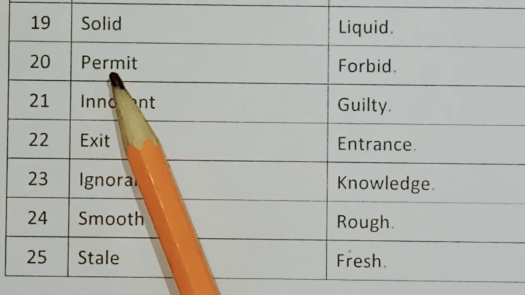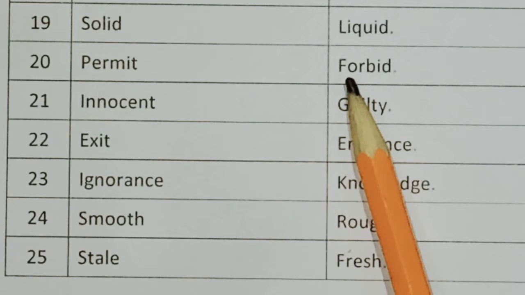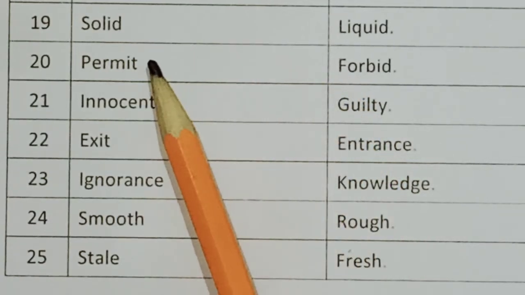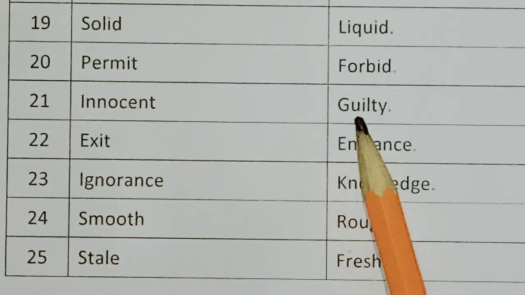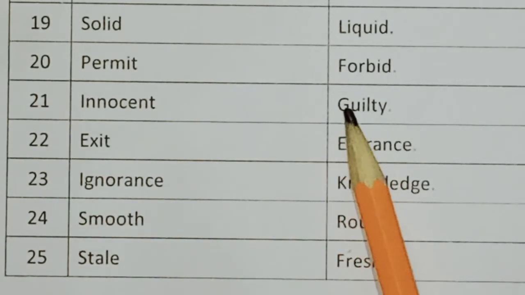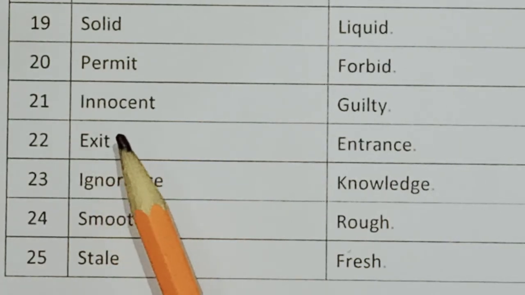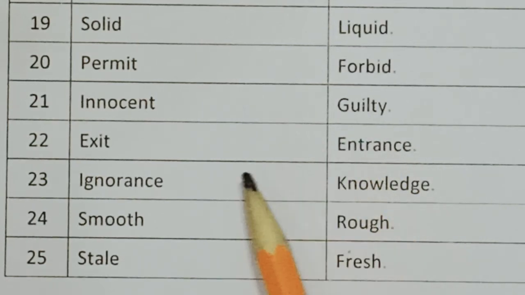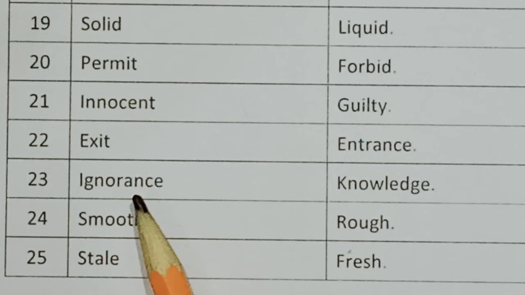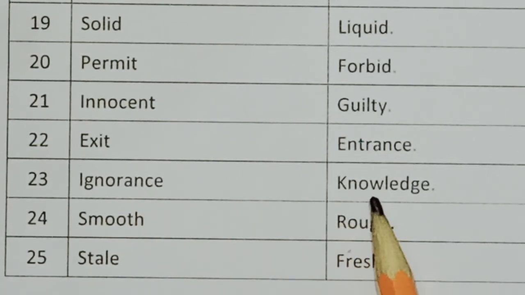The next word is permit, means ijazat dena, and the opposite of this word is forbid. Forbid means mana karna. Then we have innocent. Innocent means masoom. And the opposite of this word is guilty, means mujrim. The next word is exit. Exit means bahir nikalna. And the opposite of this word is entrance, means dakhil hona. The next word is ignorance. Ignorance means la ilmi or jahalat. And the opposite of this word is knowledge, means ilm.